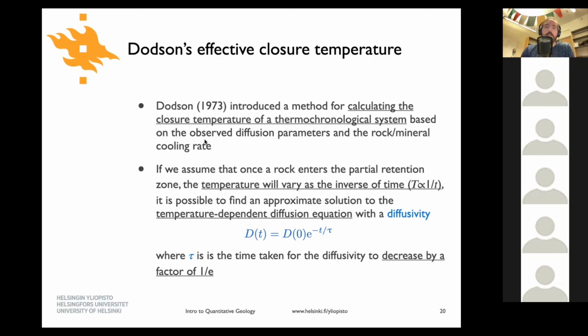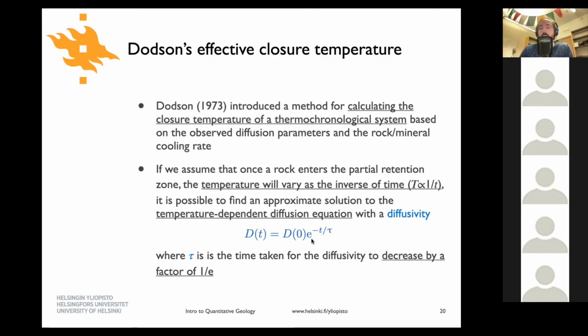So we mentioned this idea that in this paper in the 70s, Dodson introduced a way to define the closure temperature and how to calculate it. The calculation was done essentially using a diffusion model with the simplification that we assume once the rock goes into the partial retention zone, or the partial annealing zone, the temperature will vary as the inverse of time. So essentially, it's just constant cooling through that partial retention zone. If we assume that, then it's possible for us to calculate this effective closure temperature.